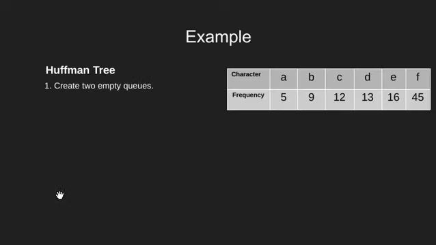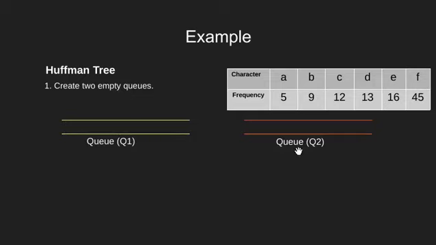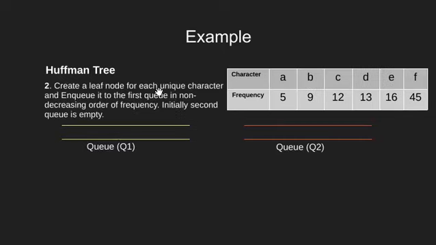So let's get started. This is the data and the first step says to create two empty queues. Here they are, Q1 and Q2, both initially empty. The second step says to enqueue each unique character in non-decreasing order of frequency. We enqueue A, then B, C, D, E and finally F. The second queue is still empty. Now since all the data is in our queue, let's get rid of this table and have some free space.